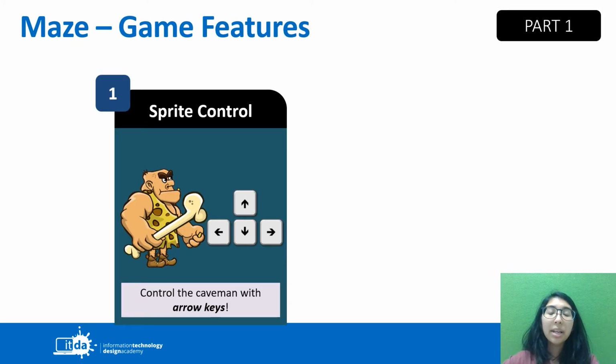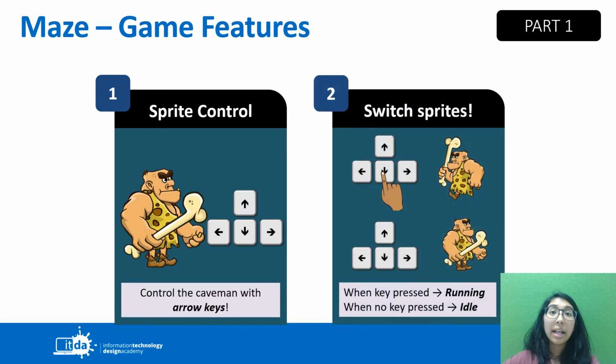Number 1, we're going to have control over our sprite using arrow keys. And number 2, we're going to switch the two sprites. When we are playing the game, when we are pressing a key, we will see the running sprite. When we are not playing the game, not pressing anything, we should see the idle sprite that's doing nothing. Alright, so let's learn the coding for this. This is actually very simple.